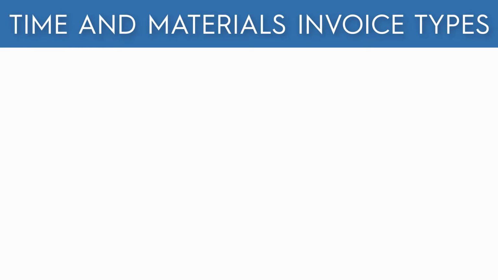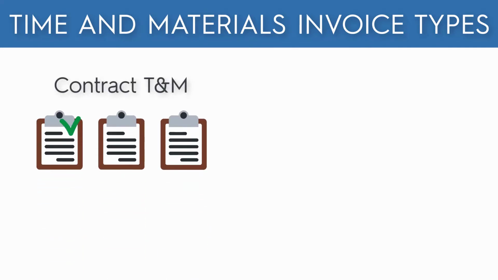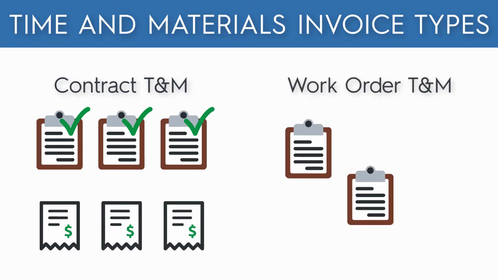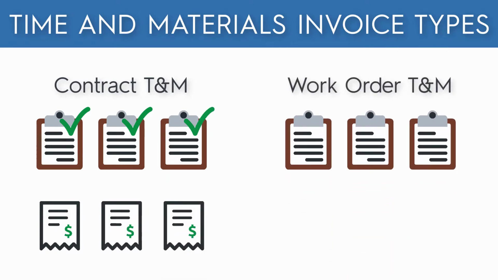We have a couple of different types of T&M. Contract T&M services are available to invoice as the work tickets are completed. Work order opportunities, or T&M on completion, will be available to invoice once all tickets in the opportunity, whether it's 1 or 3, are complete. This is why we call it T&M on completion, because every ticket on the opportunity must be complete.